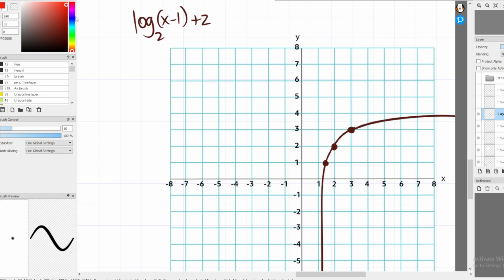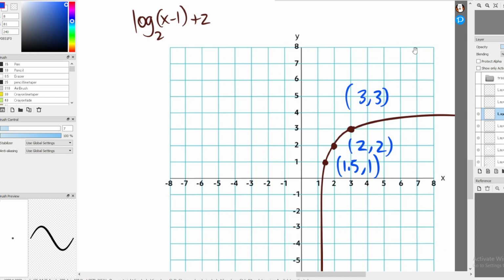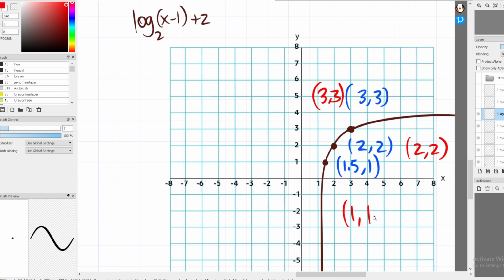For the inverse, you could find the inverse mathematically, but it might be easier to just give the points that you see. So we have 1.5, comma 1. We have 2, 2. And we also have 3, 3. We just swap the x and y's. So 3, 3 stays 3, 3. 2, 2 also stays 2, 2 because the 2's are swapping. But this would turn into 1, 1.5 instead.